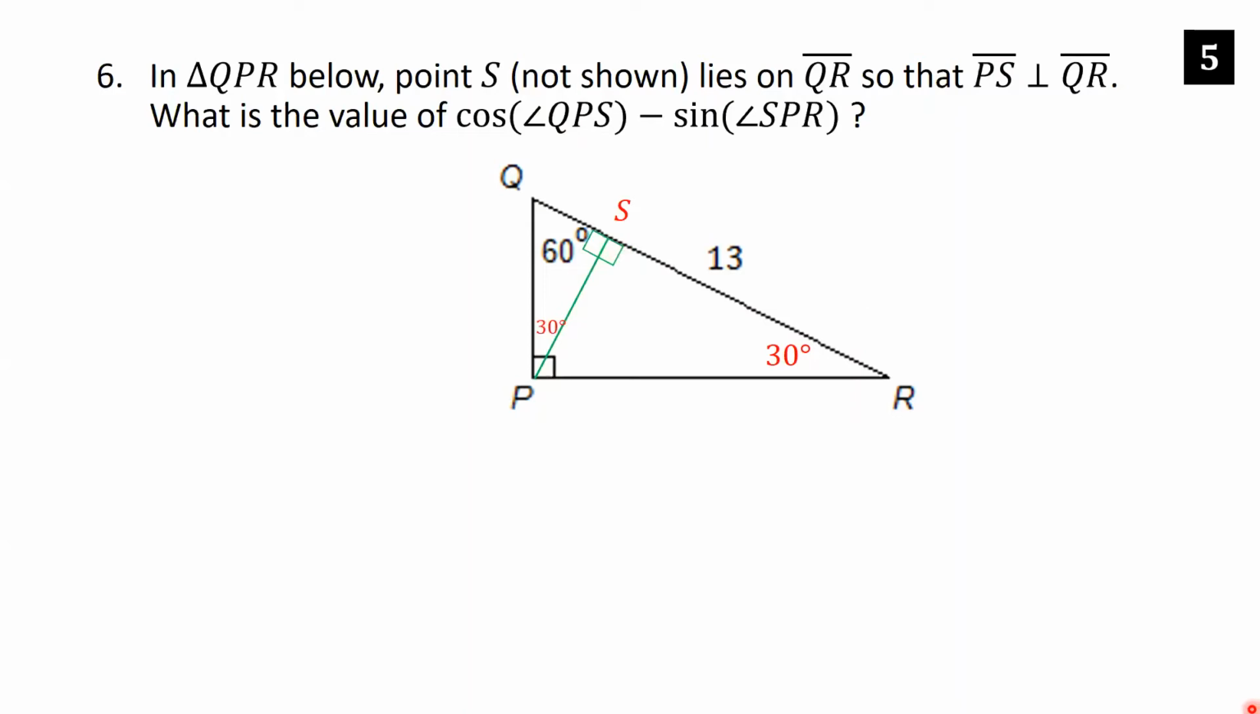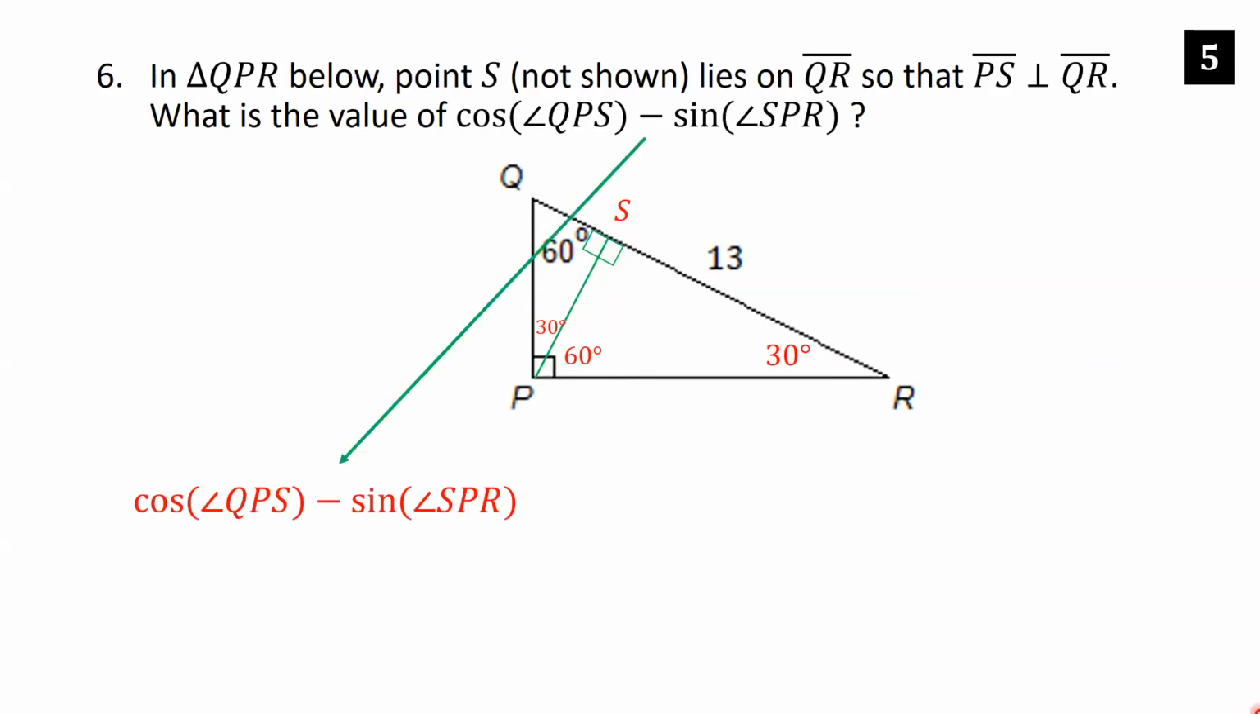Okay, now let's go ahead and fill in the other angles. So this angle here, angle QPS, has to be 30 degrees, right? Because this is 60, this is 90, so this is a 30, 60, 90 triangle. And similarly, we have another 30, 60, 90 triangle here. So SPR also has measure 60 degrees.